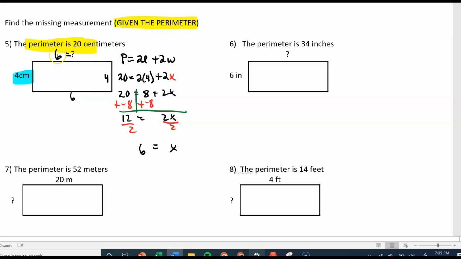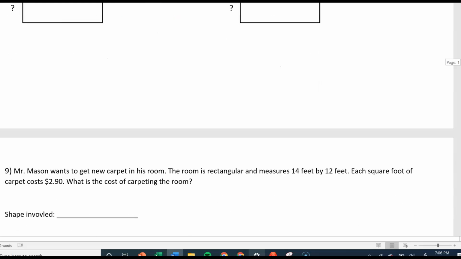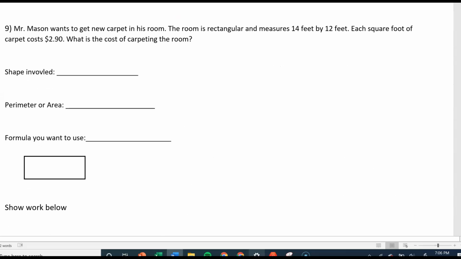Let's add these up. 4 plus 6, that's 10. 4 plus 6, that's 10. 10 and 10, that's 20. I know I'm correct. There's no way you walk out of these problems without knowing you're correct if you plug back your answers. So 6, 7, and 8, those are all on your own. I'm giving you the perimeter in all of them. They're set up exactly like number 5 with just different numbers, so practice that. And lastly, you've got this problem number 9.